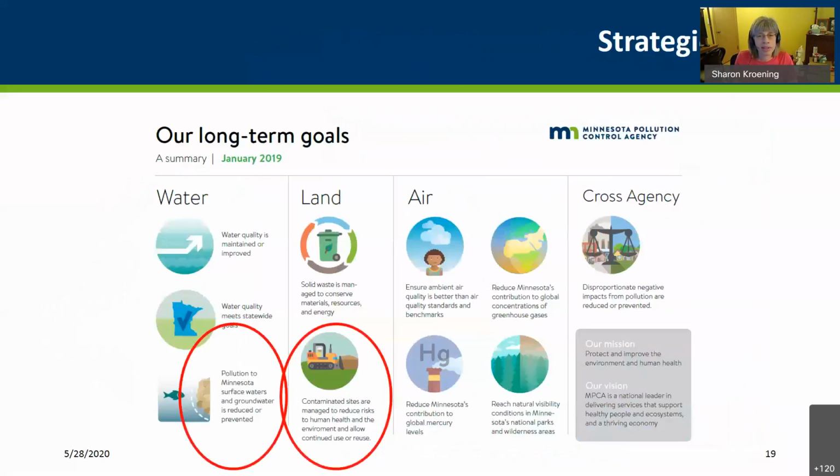And this next slide shows part of our agency's strategic plan, and I just brought this up to point out that preventing and reducing pollution to our groundwater is part of our agency's strategic plan. And another related effort is to manage places that we know are contaminated to reduce the risks to human health and also reuse that land.